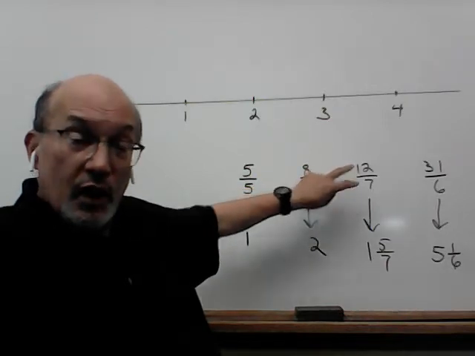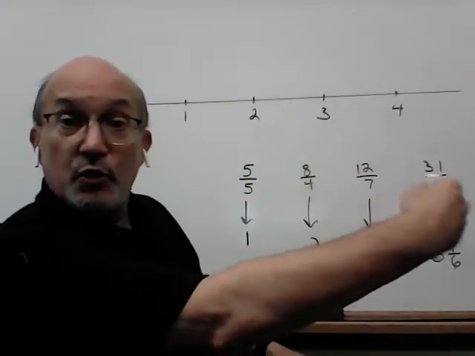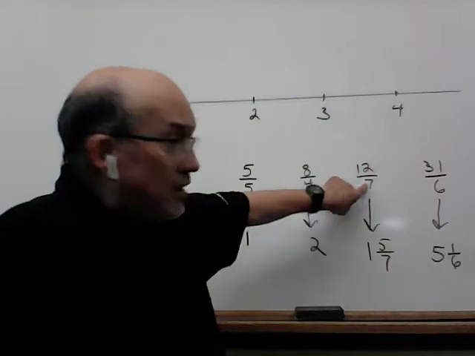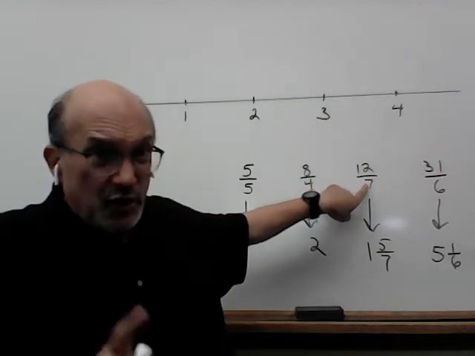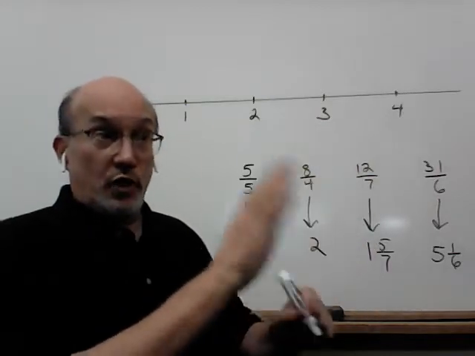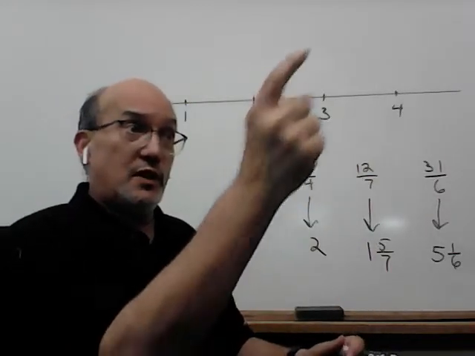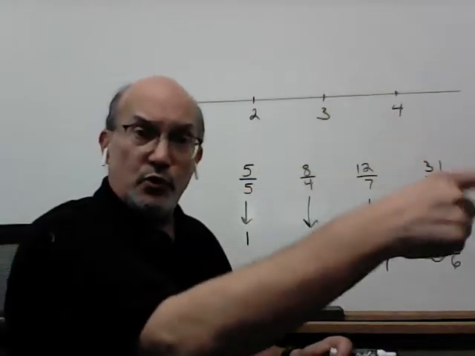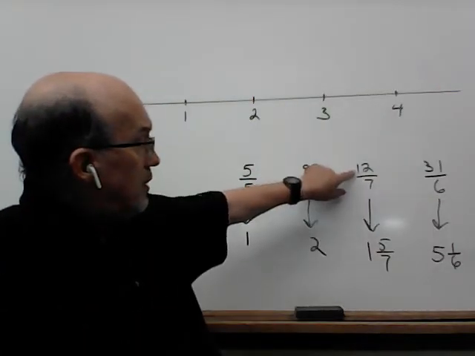So let's try to understand something without reference to a physical number line. 12/7. Well, you divide the distance between each whole number into 7 equally sized pieces. That's what the denominator tells you to do. And then the numerator tells you which one it is. We're going to count starting from 0, just counting these sevenths. 1/7, 2/7, 3/7, and so on.